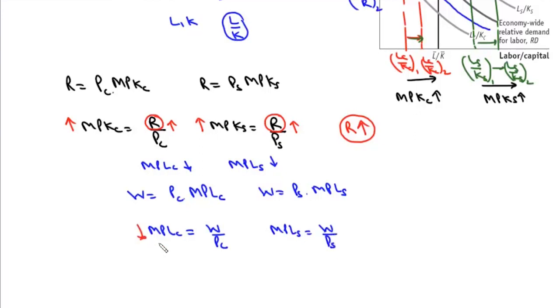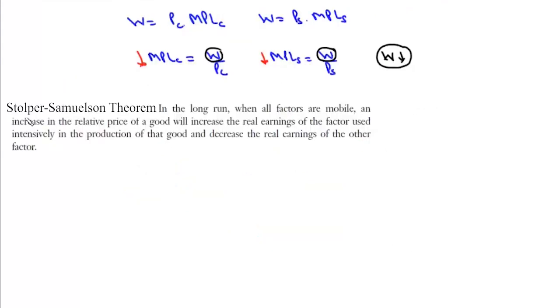Now for both it has decreased. Another way of looking at it is that the quantity of computers that can be bought with the same wage W and the quantity of shoes that can be bought with the same wage W have decreased. And it clearly means that the real wage is reduced. So with an increase in the relative price of computers, capital owners are better off, whereas labor is worse off, as real rental increases and real wage decreases. And this result is known as the Stolper-Samuelson theorem.